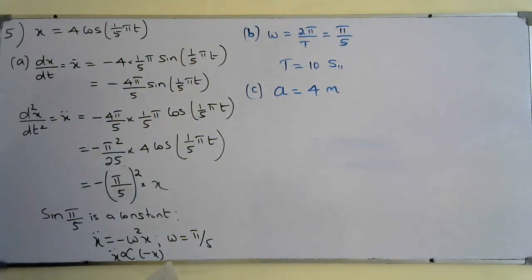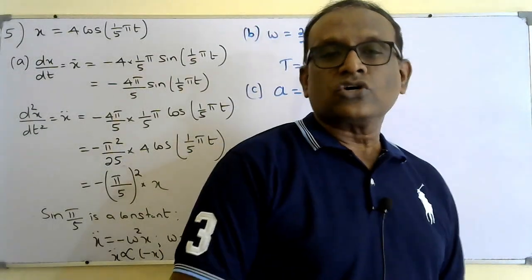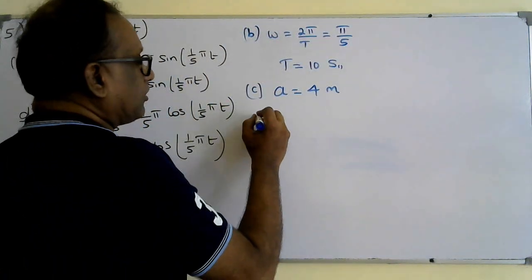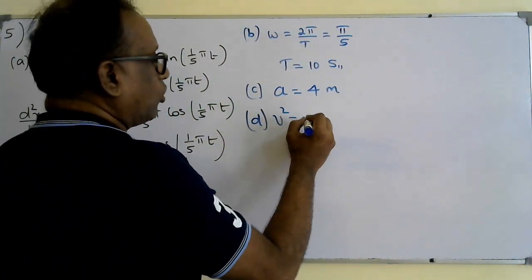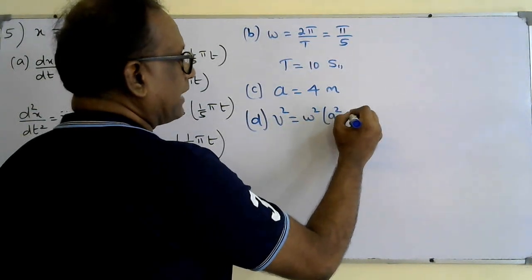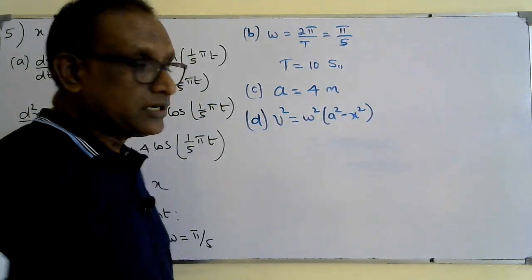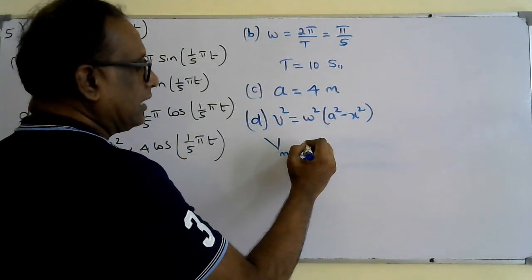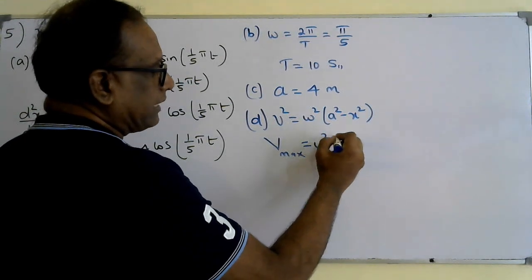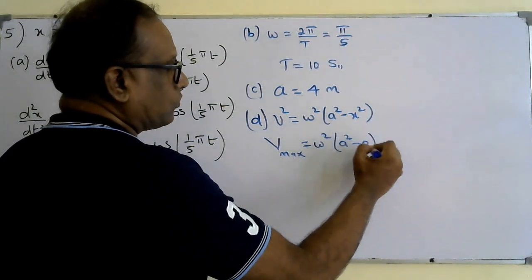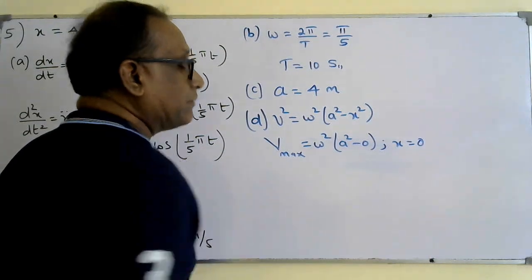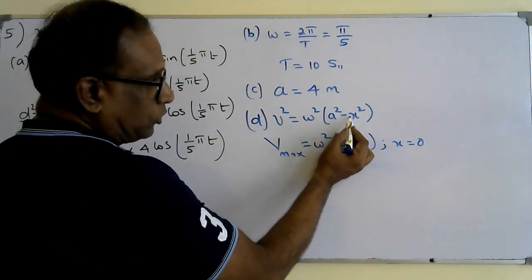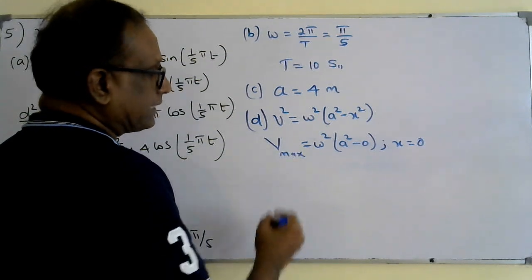Part D, find in terms of pi the maximum speed of the particle. We know the equation for the speed: v squared equals omega squared times a squared minus x squared. Maximum speed occurs when x equals 0, at the equilibrium position, giving omega squared into a squared minus 0. That time we get the maximum, because the portion which is getting subtracted becomes 0.